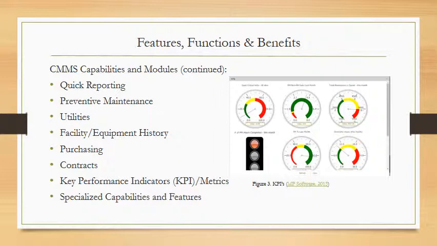The next module, quick reporting. Actually, the reporting capability is present throughout the CMMS. The graph, the figure to the right, shows an example of KPIs, which we will get to. So quick reporting provides rapid and easy means for opening, reporting on, and closing work orders.